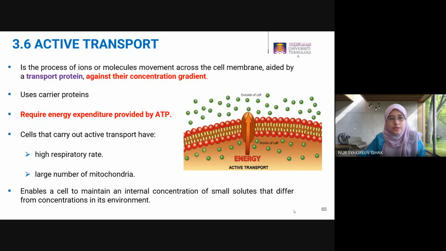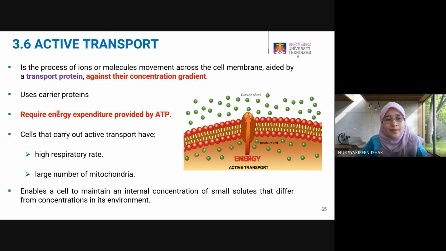Okay, so let's continue on active transport. This is the definition of active transport. It is the process of ions or molecules moving across the cell membrane, aided by a transport protein, against the concentration gradient. What is against the concentration gradient? From low solute concentration to high solute concentration. This process only requires carrier protein. It doesn't require channel protein. Channel protein is for facilitated diffusion only.